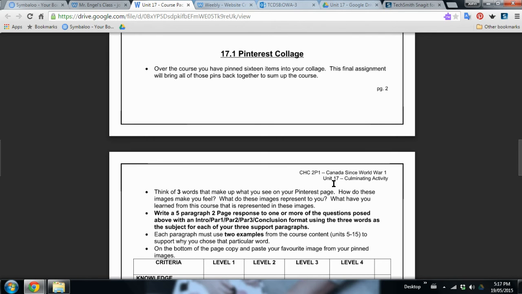Okay, once you look at all those images and let them sink in a little bit, you're essentially going to choose 3 words. How do you feel about these images? How do you feel about what you learned? What is it that represents this course in 3 words? So if it was Canadian history, and you just thought, surprised that it was as cool as it actually ended up being, or amazed, or whatever it was, I want you to come up with those 3 words.